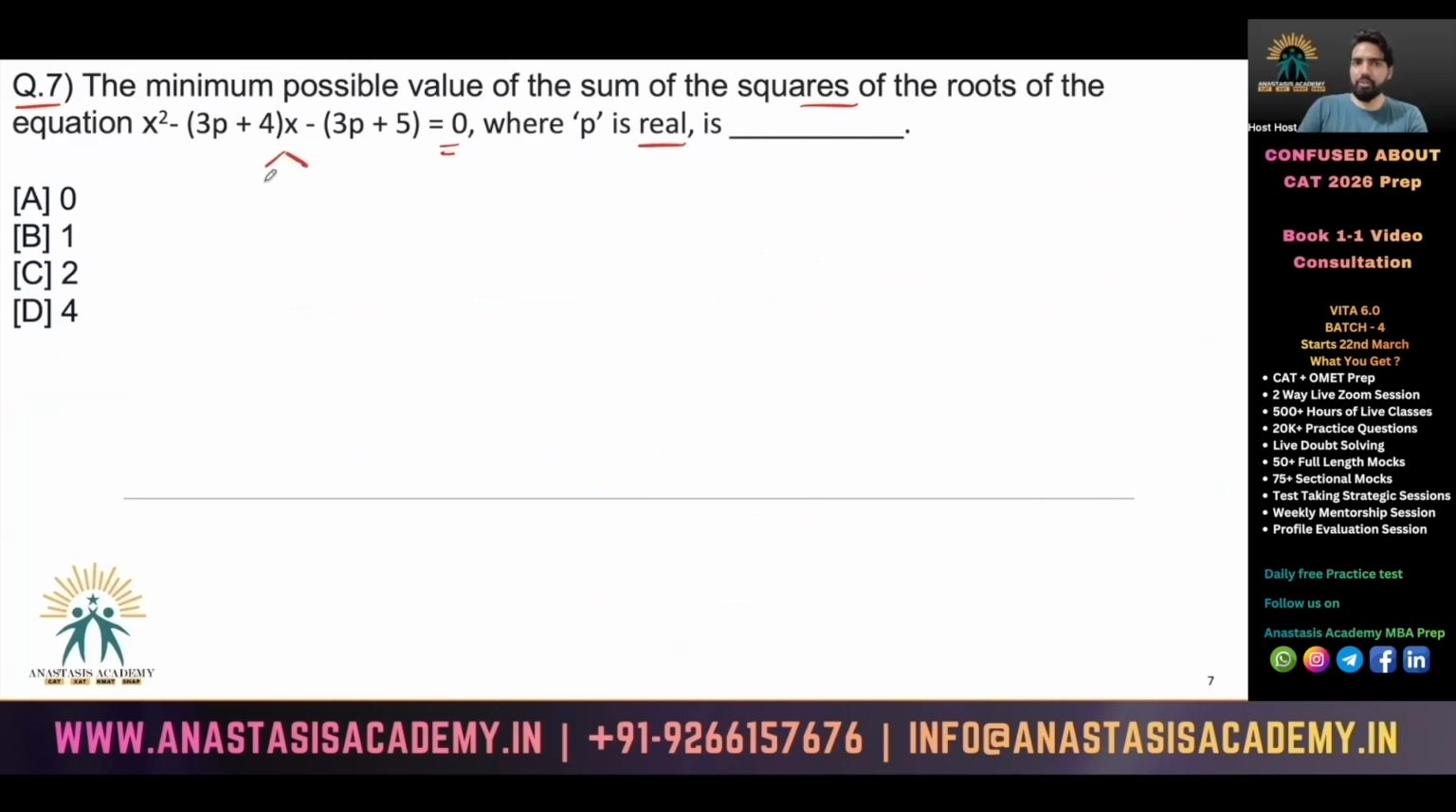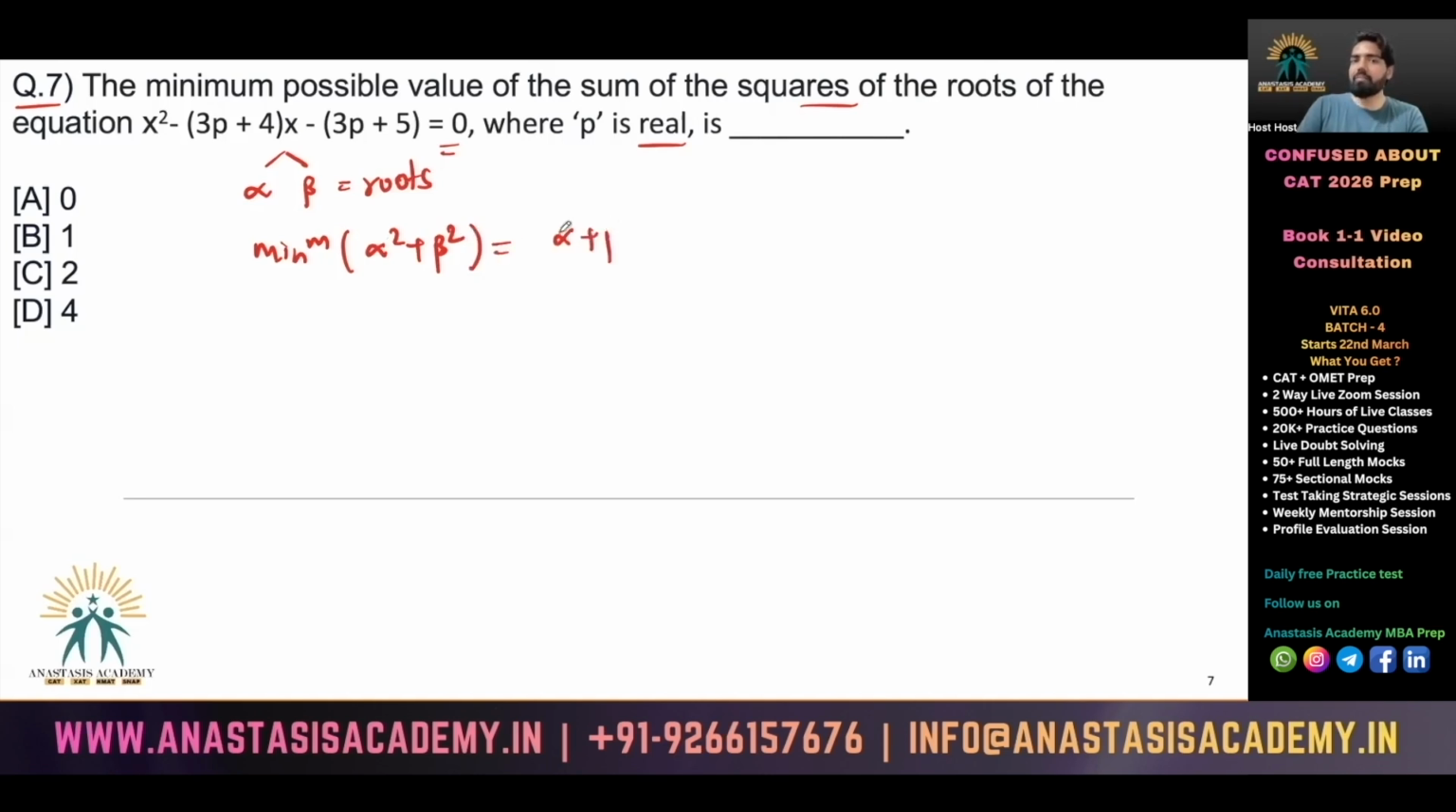I'm assuming the roots of this equation to be alpha and beta. Now I need to find the minimum value of the sum of squares of the roots, alpha square plus beta square. I need to find the minimum value of this expression. So what is alpha square plus beta square?